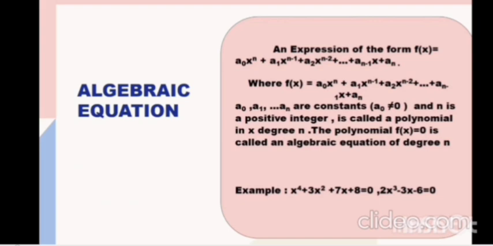First, let me say what an algebraic equation is. An expression of the form f(x) = a0 x^n + a1 x^(n-1) + ... + an, where a0, a1, ..., an are constants, a0 is not equal to 0 and n is a positive integer, is called a polynomial in x of degree n. The polynomial f(x) = 0 is called an algebraic equation of degree n. Here are certain examples of algebraic equations: x^4 + 3x^2 + 7x + 8 = 0 and 2x^3 - 3x - 6 = 0.